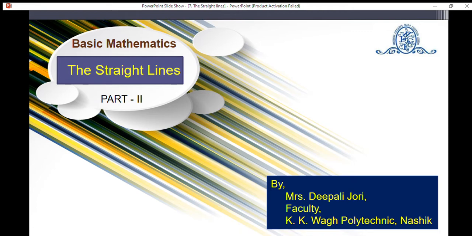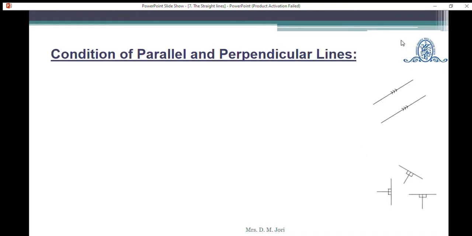In today's video, I'll explain the conditions of parallel and perpendicular lines. If two lines are given as perpendicular or parallel to each other, let's see how to find their slopes and equations of lines. Let us first recall the conditions of parallel and perpendicular lines.